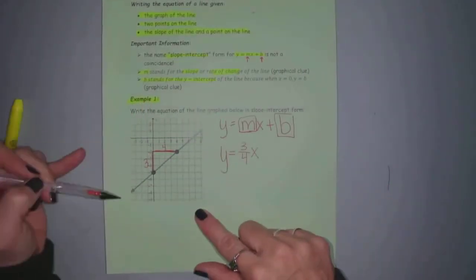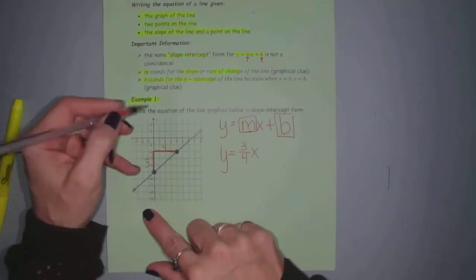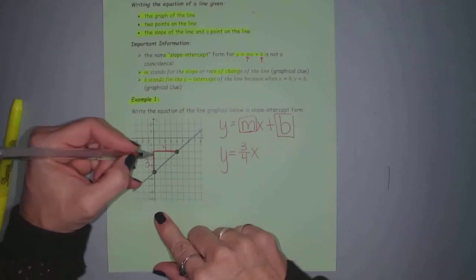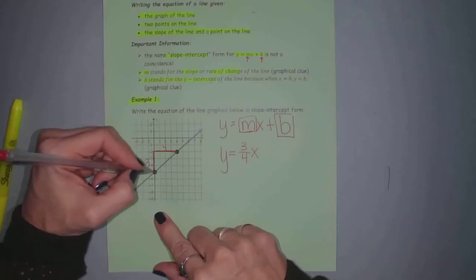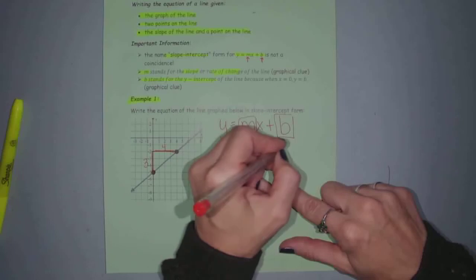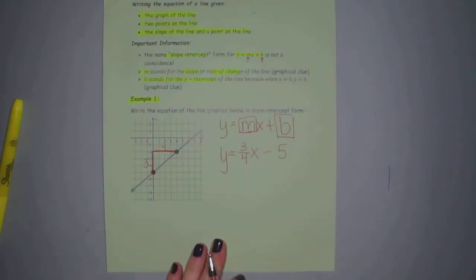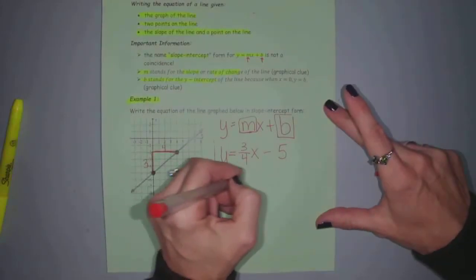Well, let's look at where this line is crossing the y-axis. You can see it's down here at -5. See? 1, 2, 3, 4, 5. So I'm just going to put -5. Instead of putting plus -5, I'm just going to say -5. And that's it. I've got my equation written.